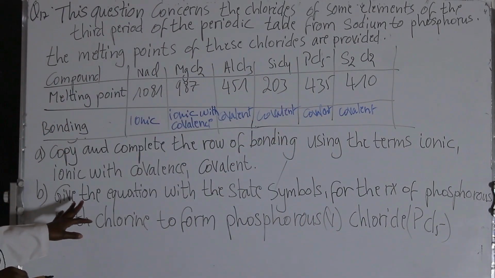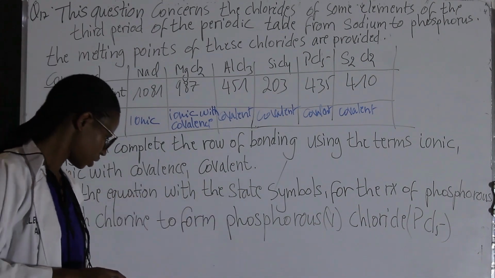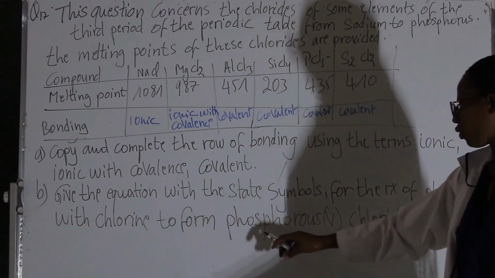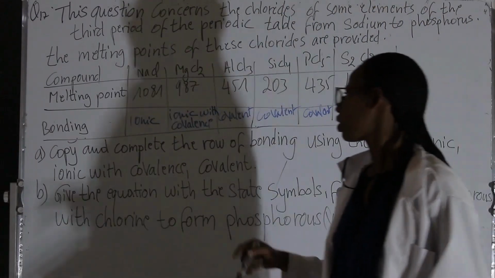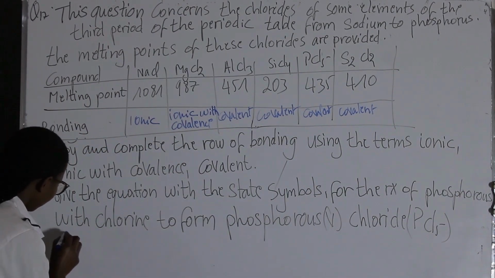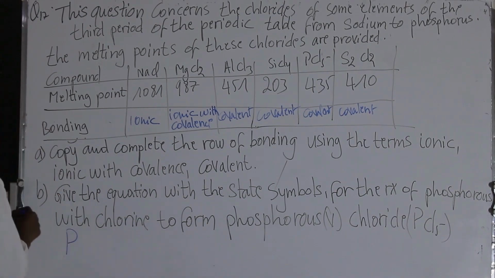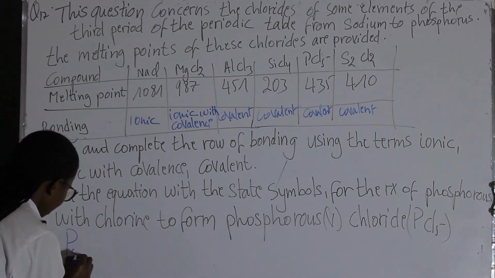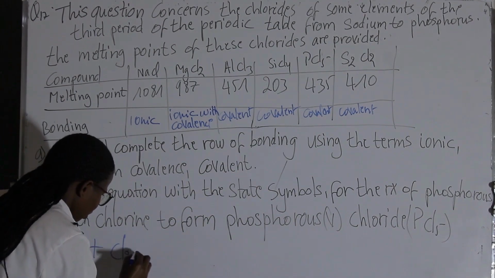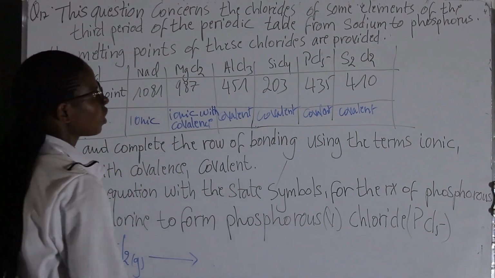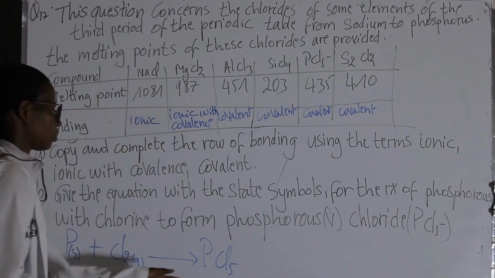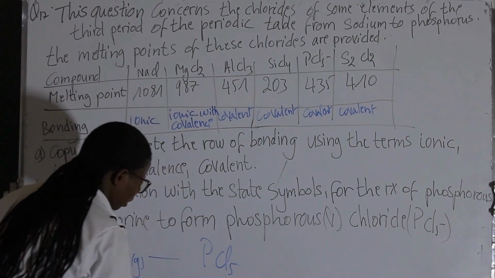For question B, give the equation with state symbols for the reaction of phosphorus with chlorine to form phosphorus chloride 5. Here we have phosphorus, which is solid. This can react with chlorine, Cl2, which is gas, to produce phosphorus pentachloride, which can be written like this.